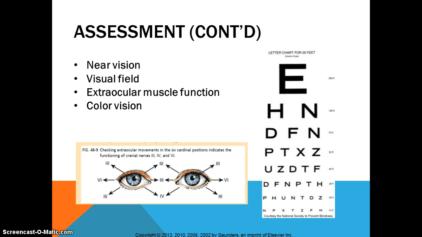Visual field testing is used to determine the degree of peripheral vision. Extraocular muscle function is assessed using the corneal light reflex and the 6 cardinal positions of gaze. These tests assess smoothness of eye movement and the function of cranial nerves 3, 4, and 6. Color vision is tested using the Ishihara chart, which shows numbers composed of dots of one color within a circle of dots of different color. And remember, a patient with changes in visual perception may be anxious or fearful about a possible loss of vision.